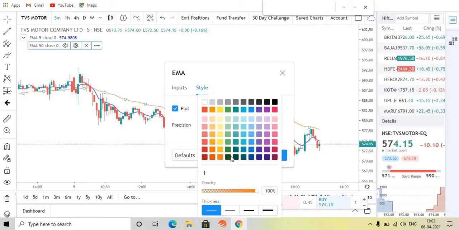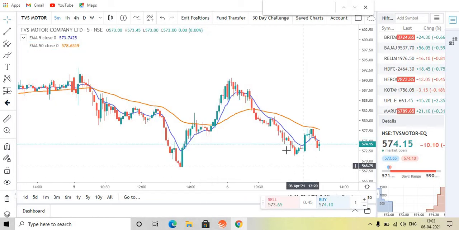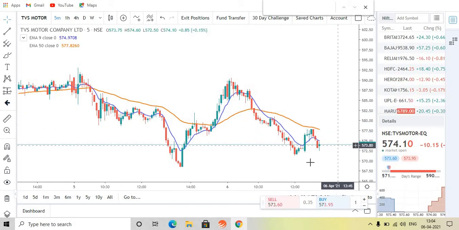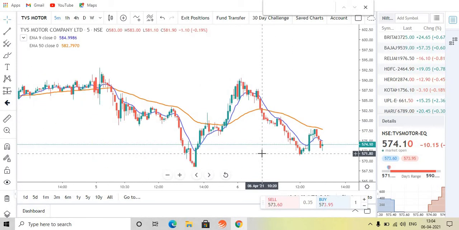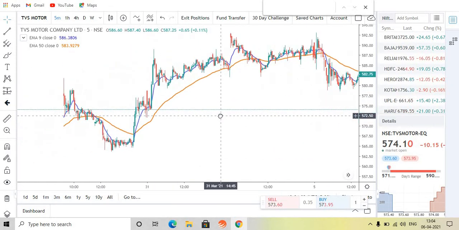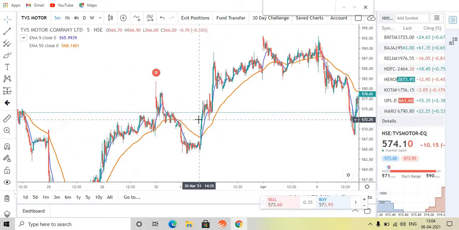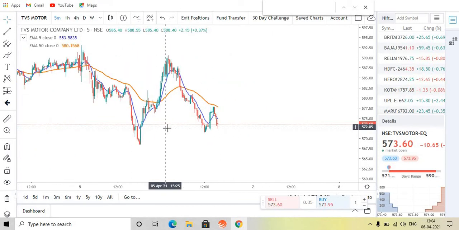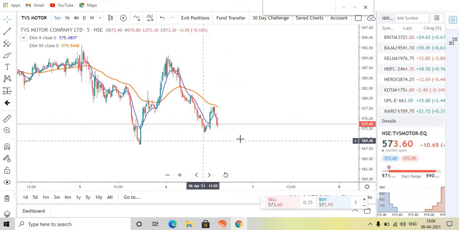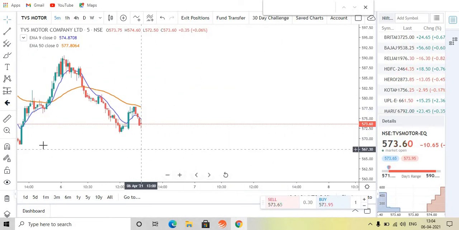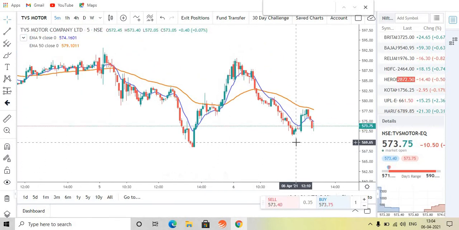So I'm changing the line to a thicker one. I have done that, so you can see the 50 period moving average is in red color, and the 9 period moving average is in blue color. Correct? Now you can ask me how to use the moving average in order to trade. That is something I will cover in the next video, but as of now I am showing you how to add the indicators in your chart.